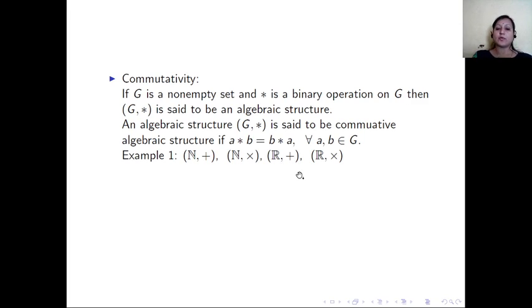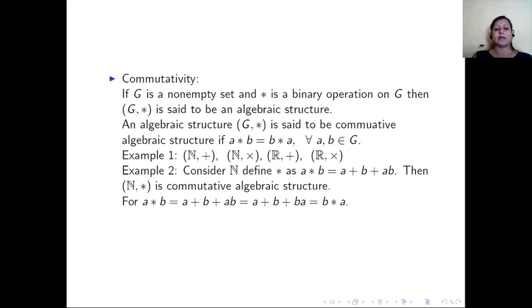But here, if you consider, we have seen in the exercise, subtraction is a binary operation on R, but subtraction is not a commutative binary operation on R. For example, if we consider two elements 2 and 3, then 2 minus 3 is minus 1, but 3 minus 2 is 1. So they are not the same. Hence, subtraction is not a commutative binary operation on R.